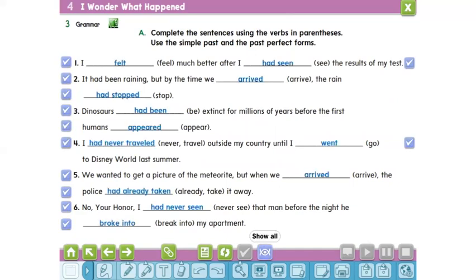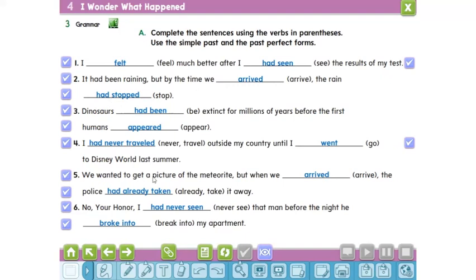Okay, so let's see the answers. Number one, I felt much better after I had seen the results of my test. Very good. So that's had seen, past perfect. That's the first action. And the second action is felt much better. Number two, it had been raining by the time we arrived, the rain had stopped. So the first missing information is past simple. The second one is past perfect.